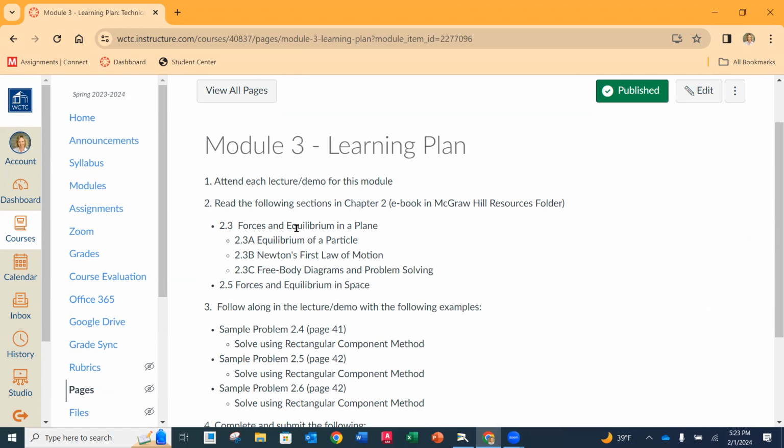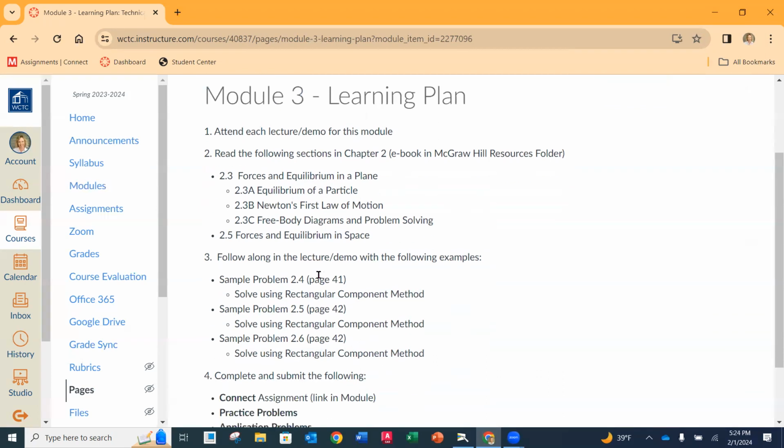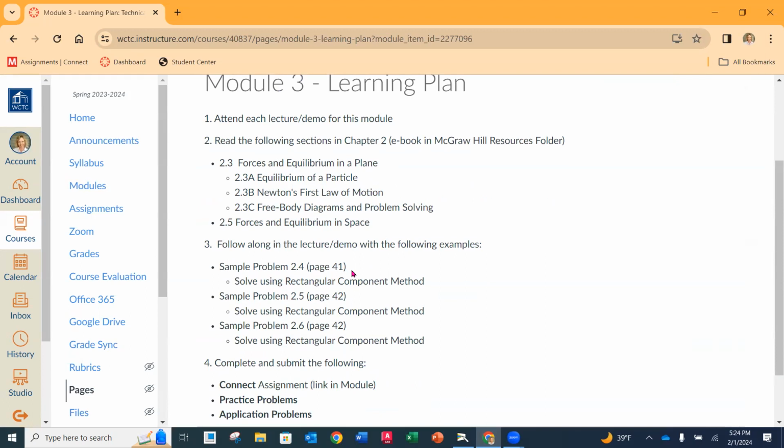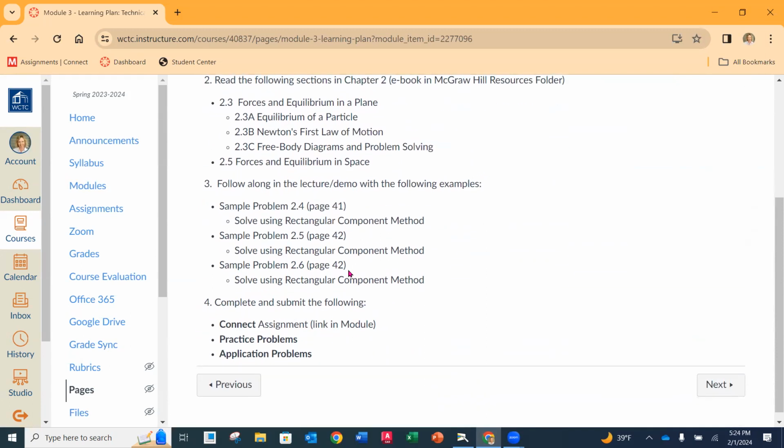So equilibrium of a particle, all that means is that it's equilibrium of concurrent force systems. They share that common point, okay? We're going to be looking at free body diagrams and drawing those appropriately. And then the problems that are going to be included in your practice problems are going to be the example or the sample problems that we see here.